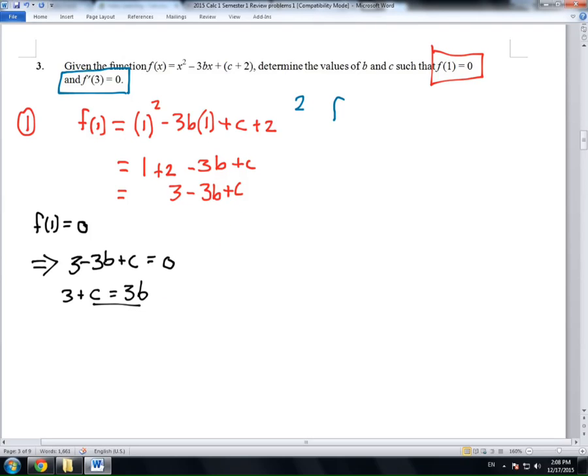Cleaning it up a little bit, I can see that 3b is going to equal 3 plus c. So we'll see what we can do with that. I don't really know where it's going to go, but I see now f prime of 3 equals 0, which implies I have to take the derivative. So I'm going to take the derivative of f of x. Notice that, actually, I think I had some faulty... No, I'm good.